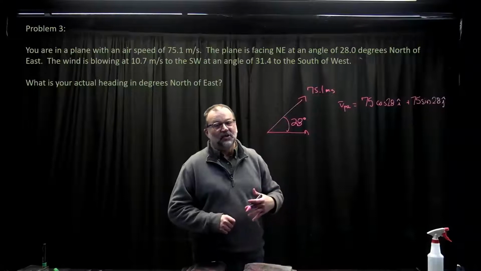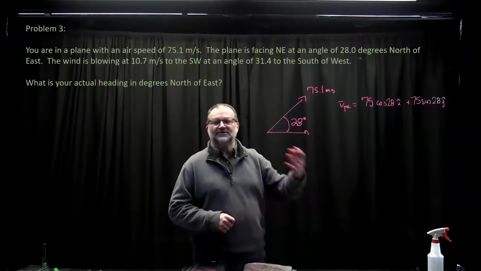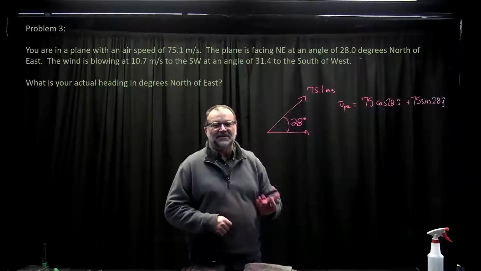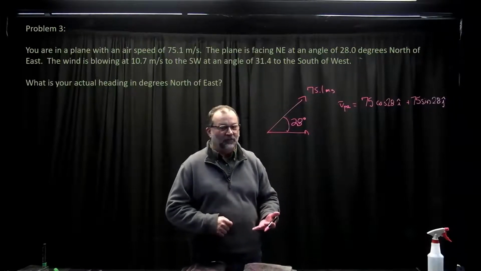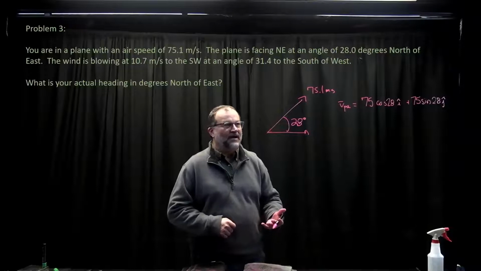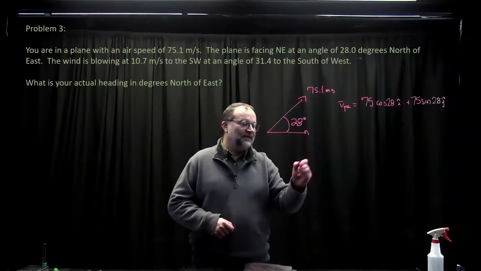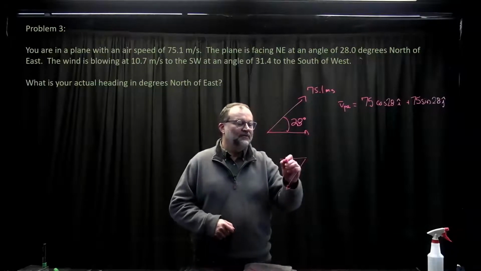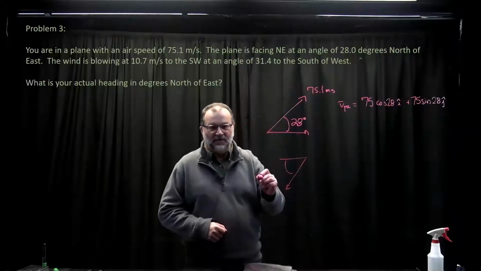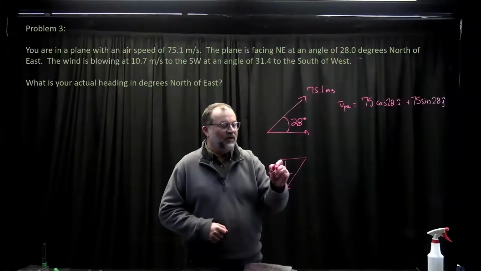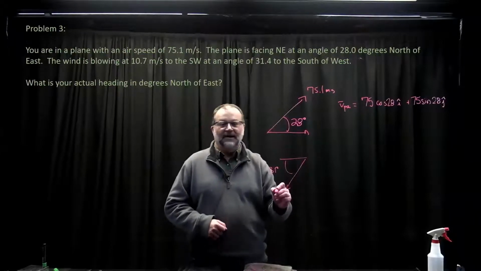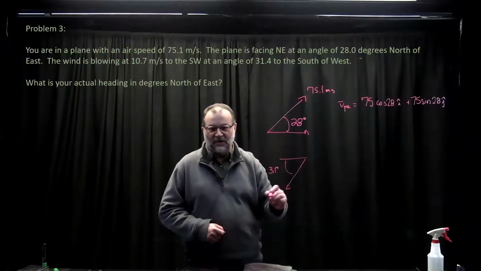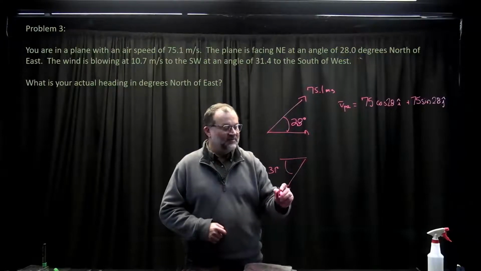The wind is blowing, i.e. the air is moving 10.7 meters per second to the southwest at an angle of 31.4 degrees to the south of west. So here we have 31.4 degrees, I'll just call it 31, to the south of west, and we're moving at 10.7, we'll call it 11 meters per second.